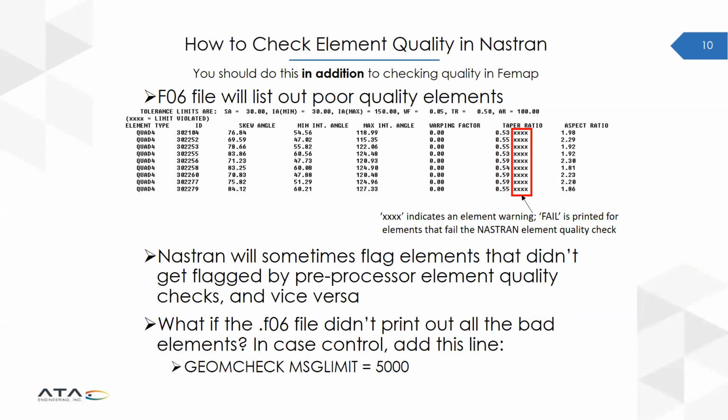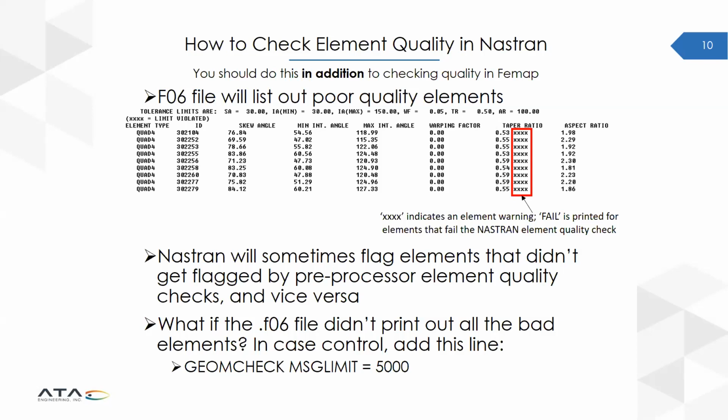And so outside of Femap, you can also look at the F06 file if you're using Nastran. If you run a Nastran file, you'll get a series of files like F06, F04, OP2, et cetera. The F06 file will list out all the elements that Nastran flagged as poor elements, and it'll tell you which checks, what values they are in each different check type, and where they failed. And just note that sometimes Nastran will flag elements that the preprocessor didn't, and vice versa.